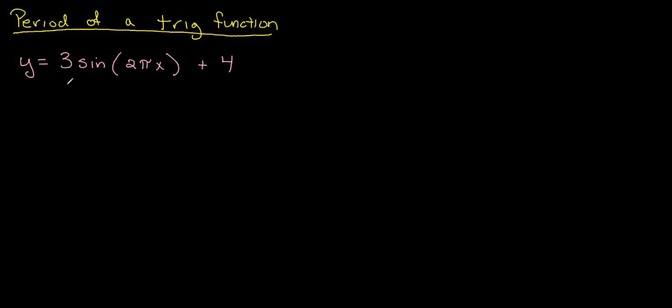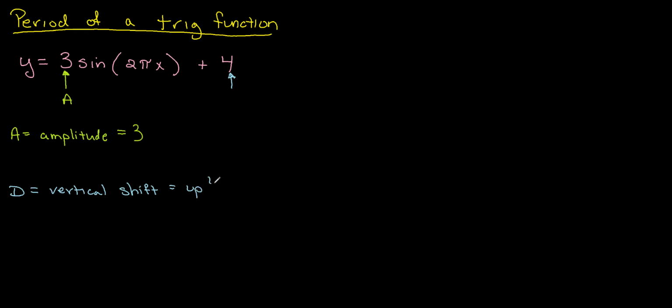So the number in front of your trig function there, this 3, this would be the amplitude. So I'm going to label that A. So A is our amplitude, and in that particular equation, it's going to be 3. Next, let's take a look at this 4 that's hanging off the back end. That's going to be our vertical shift up. And I'm going to label that D. So I'm going to skip a few letters here for a minute. You'll see why. So this is the vertical shift, and in this case, it's going to be up 4.